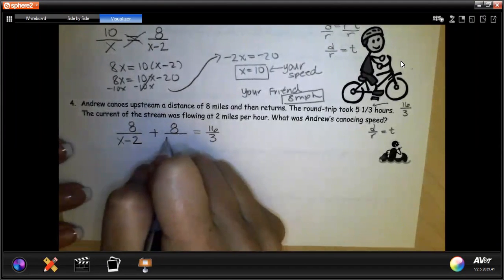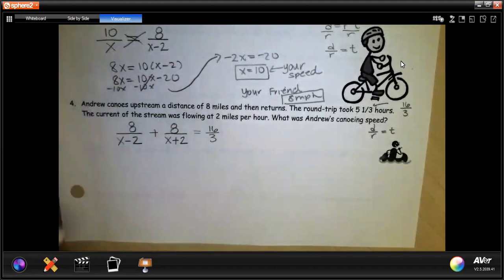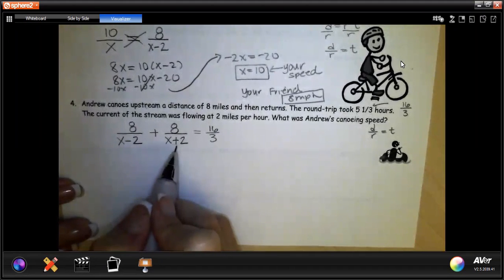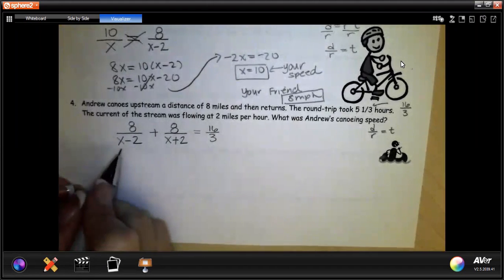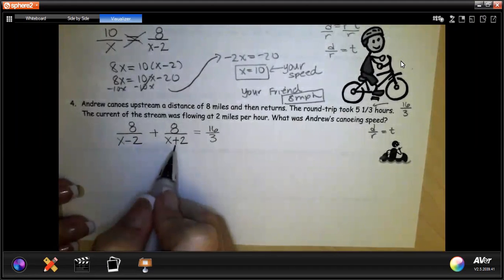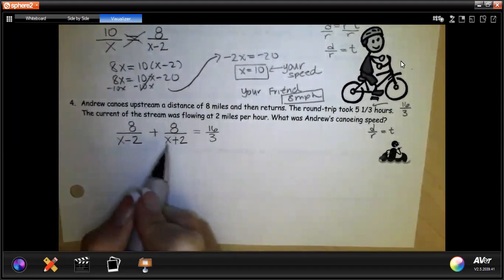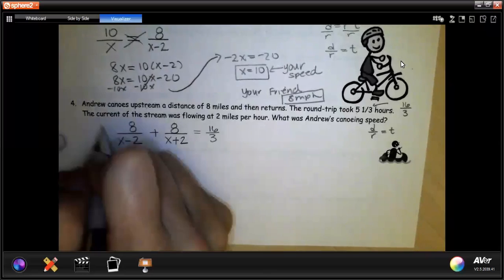Now, when he's going downstream, that current is pushing him down, and so it is adding to his speed. So we're going to have to add that current to his speed. So upstream, it's holding him back. It's pushing against him, so he has to travel against that current. So that's x - 2. Downstream, he is going with that current. It is pushing him, making him go faster. So that's going to add 2 to his speed, x + 2. So this is our setup on that part.